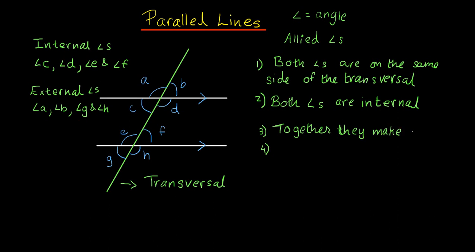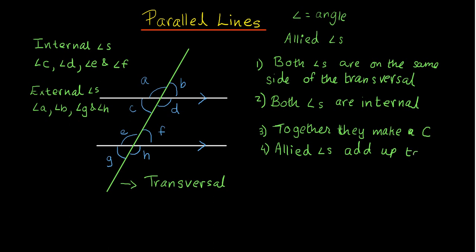And the fourth point, which is the angle property, which is allied angles add up to 180 degrees. They're not equal in this case, unlike corresponding and alternate angles. They add up to 180 degrees.